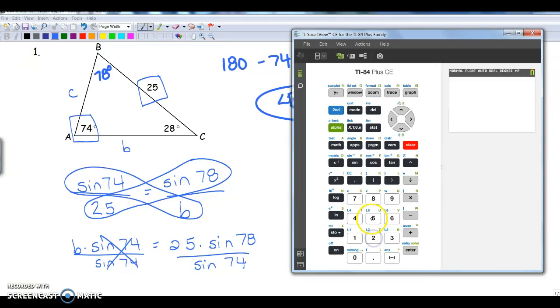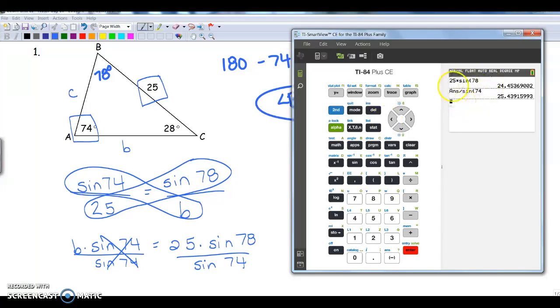So we're just going to type in the numerator, the 25 times the sine of 78, and hit enter. And then once you have that number, don't round it or anything, just do divided by sine 74. Hit enter, and then you get your answer. So side B is going to be, if you round it, 25.4.